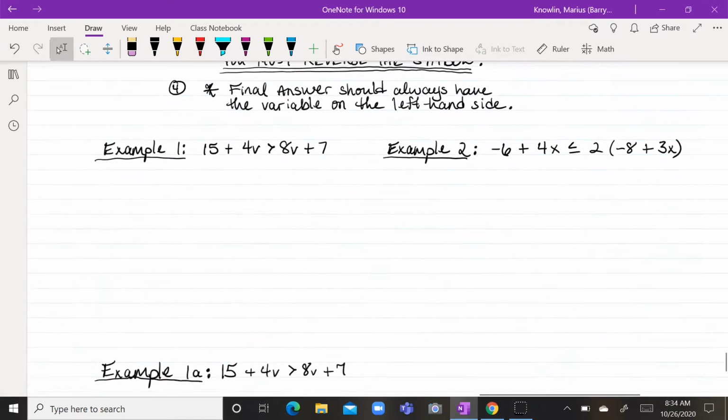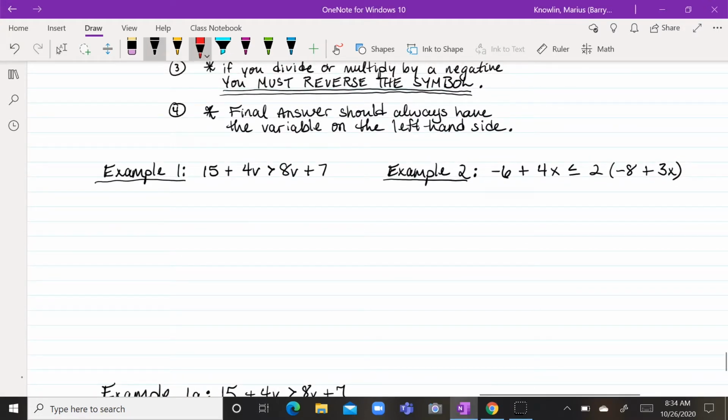So for number 1, I'm going to rewrite it. It says 15 plus 4v greater than 8v plus 7. Now, when I solve, I like to move everything to the left hand side. So I'm going to show that I'm moving all of my variables to the left hand side, and I want to move my constant terms, all the numbers, to the right hand side. So variable on the left, everything else on the right. First thing I'm going to do, because of that, is subtract 8v from both sides.